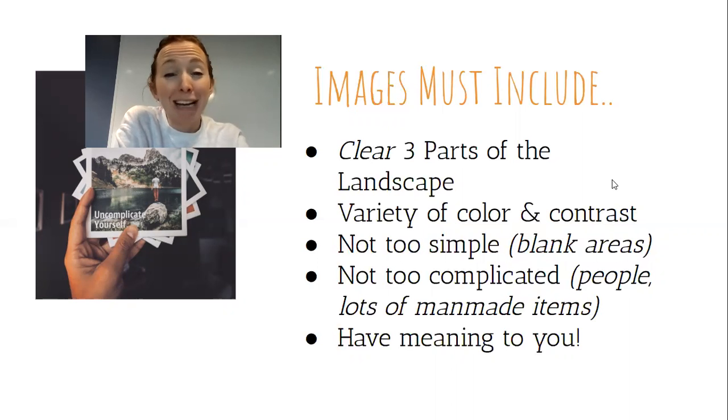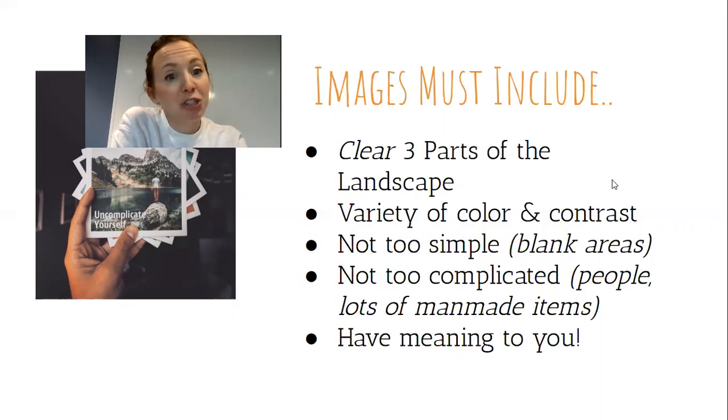The next one is that it's not too simple. So that's partly why we have 3 different parts of your landscape. You want it to have some intricacies. There's a balance to that. You don't need too many, and if you get something that's super complicated, then you can simplify, but it does need to have somewhere between not too simple and not too complicated. So I'll show you what that looks like here in a second.